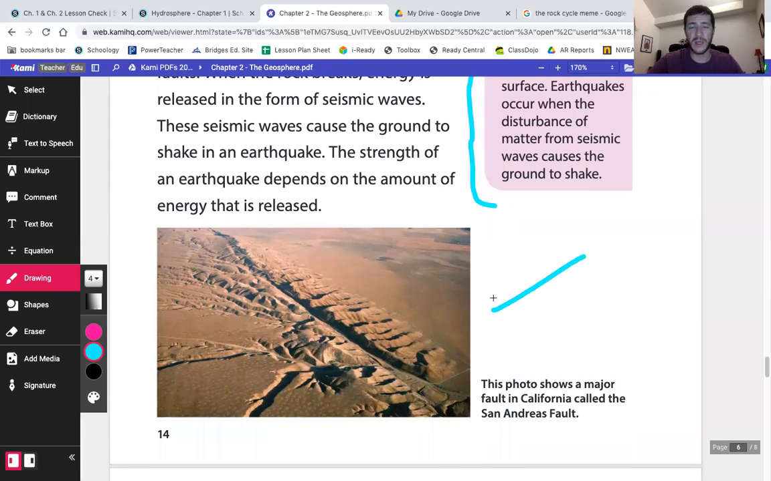One in the United States is in California on the San Andreas Fault. This photo shows a major fault line right here. You can actually see the line right there. Okay, a lot of earthquakes in that area. All right, moving down.